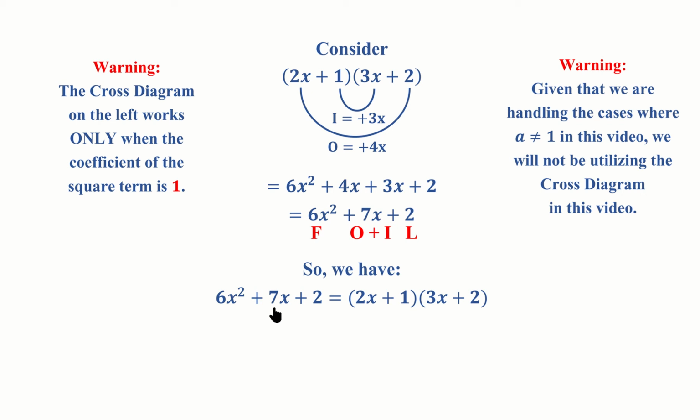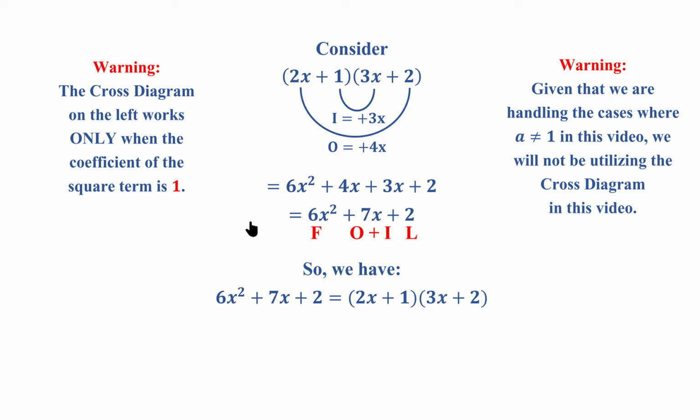Now, a lot of students get this part and this part correctly, but because they do not do the final check of making sure the inner product and the outer product result in the middle term, they miss the problem. Because remember, there is going to be more than one way that you can have two numbers give you 6x squared, for example. So this is why we always make sure we do our check at the end.